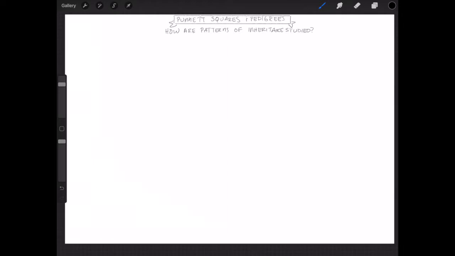We're going to have two definitions we're going to start off with. We're going to start off with the definition of the Punnett square. The Punnett square is a graphic used to predict the results of a genetic cross.